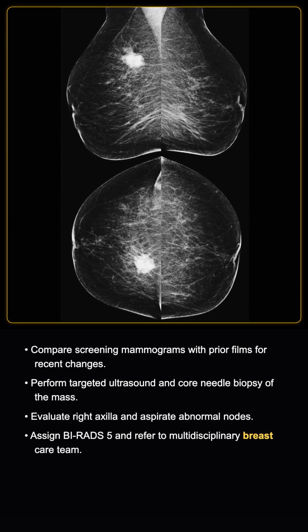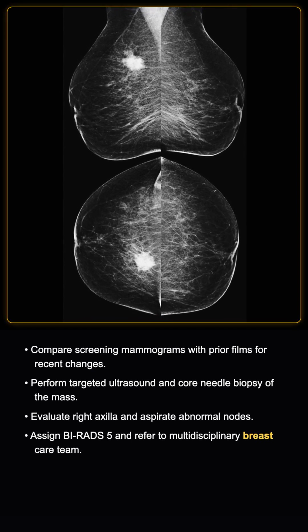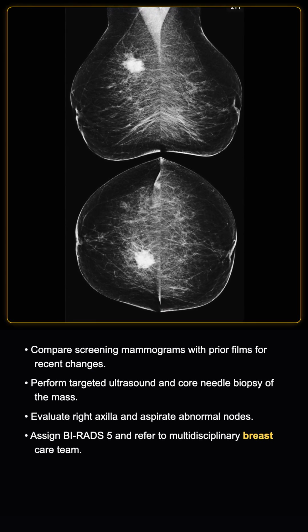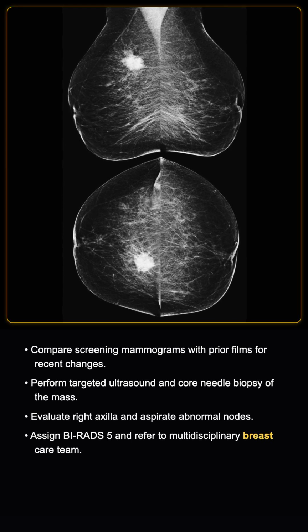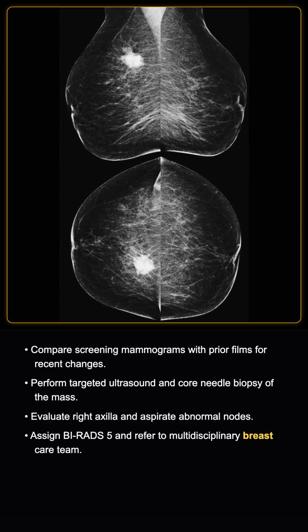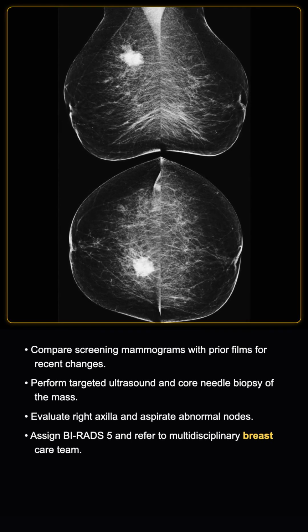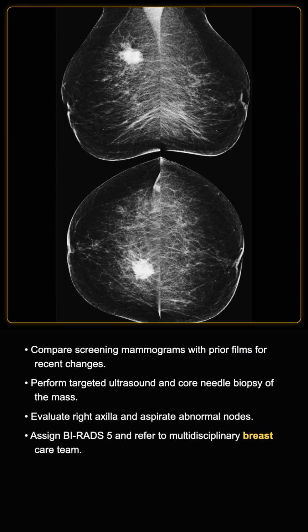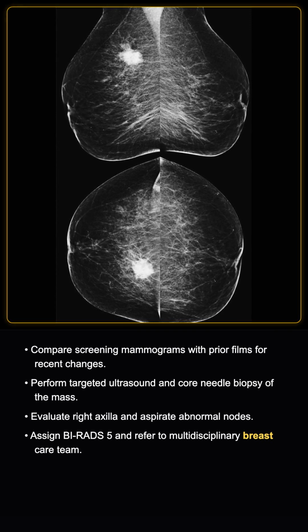suspicious mass. I would also recommend thoroughly evaluating the right axilla with ultrasound and performing a fine needle aspiration if any morphologically abnormal nodes are detected. Finally, I would document the findings, assign a BI-RADS 5 category, and refer the patient to the multidisciplinary breast care team for surgical oncology planning.